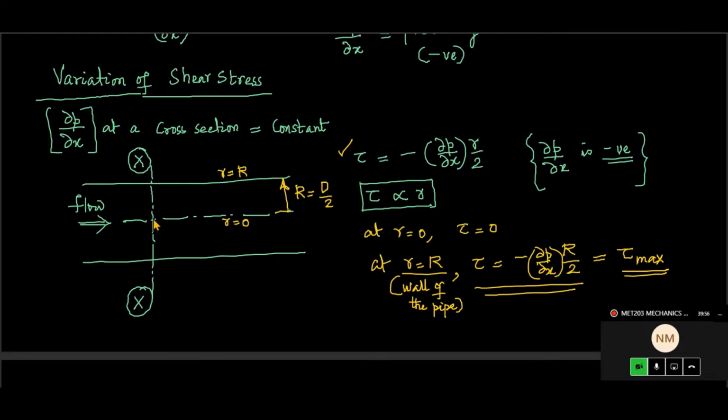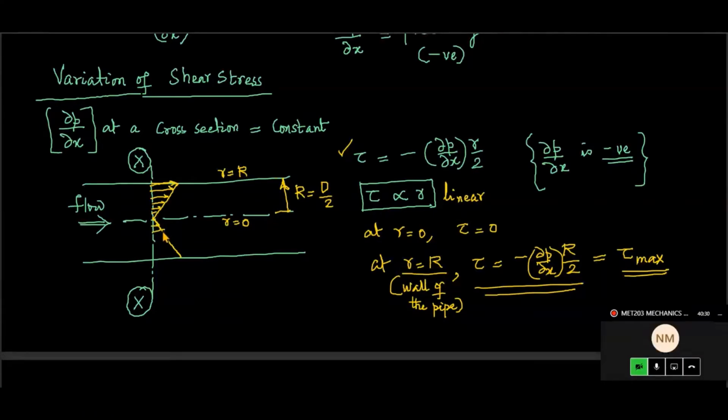For the section considered, it is a linear variation. This variation is proportional to radius only. So shear stress varies linearly with radius. That means at the center it is 0, and towards the periphery, on both sides in our 2D sketch, it is like this, and the shear stress attains maximum value at the pipe wall. At the center of the pipeline, it is 0.